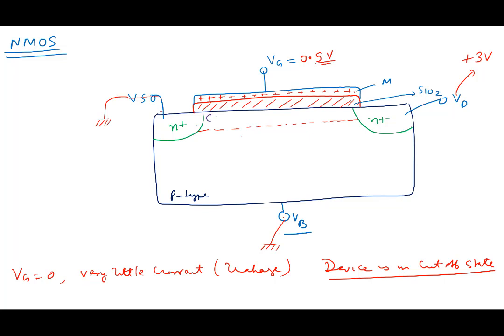You end up creating a region where there are only acceptor ions, as the holes have been pushed away. Because the positive charge on the gate has to be balanced by negative charge here. So this region, we call it the depletion region, just like in a PN junction, where there's also a depletion region. We've depleted holes.